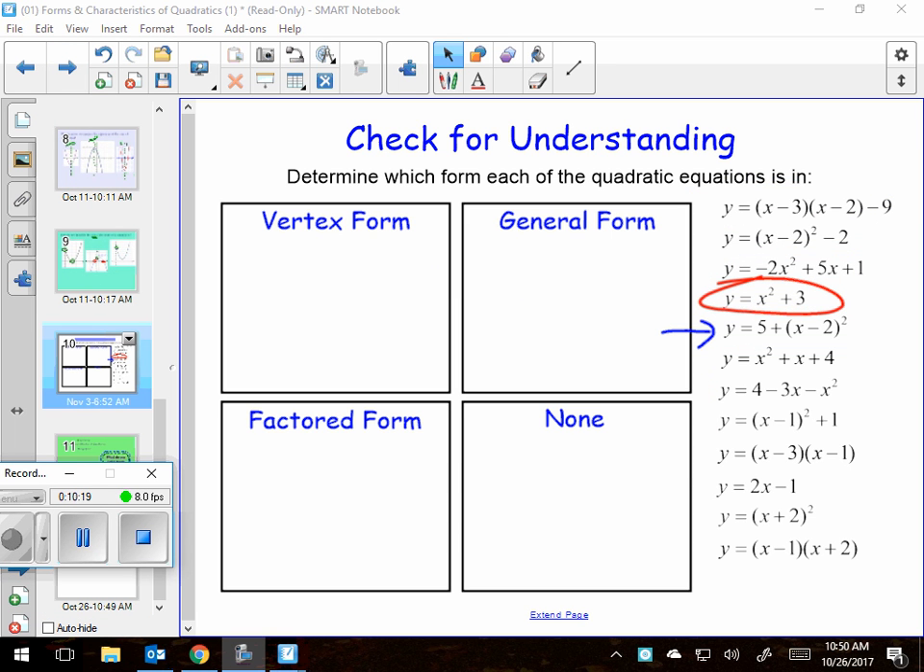Okay, we have identified that this one was actually both general form and vertex form, and its vertex would be at 0, 3. And then this one was just a weird looking vertex form. All right, now off to the homework.